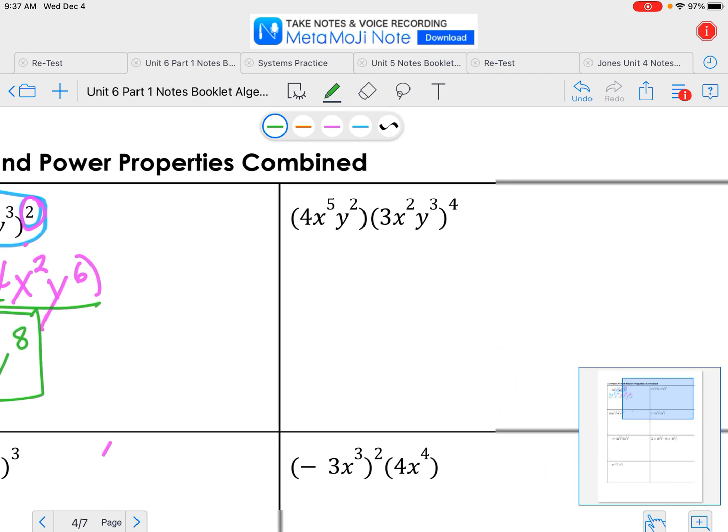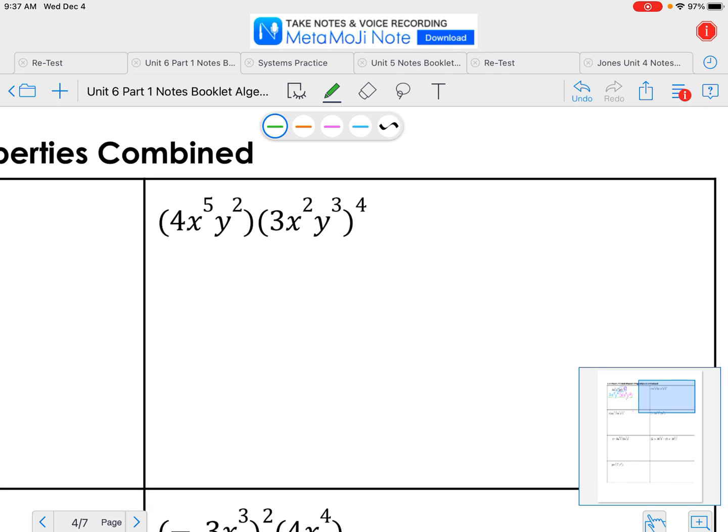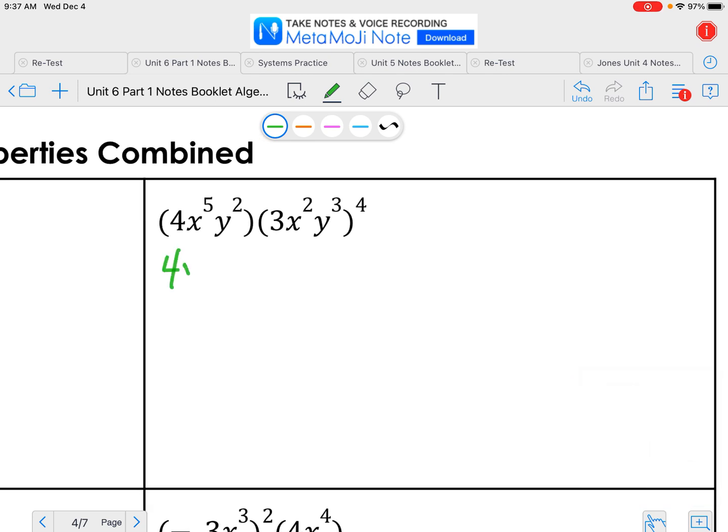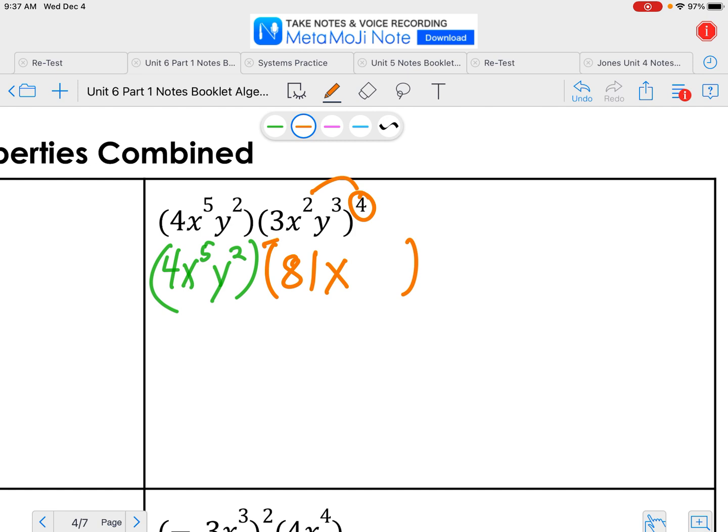So let's do that to the second one. So I'm going to write this down because it has no exponent or anything to do with it. Then this one, I'm going to take everything to the 4th power. 3 to the 4th power means 3 times 3 times 3 times 3, which is 81. And then I multiply the exponents. X to the 8, y to the 12.